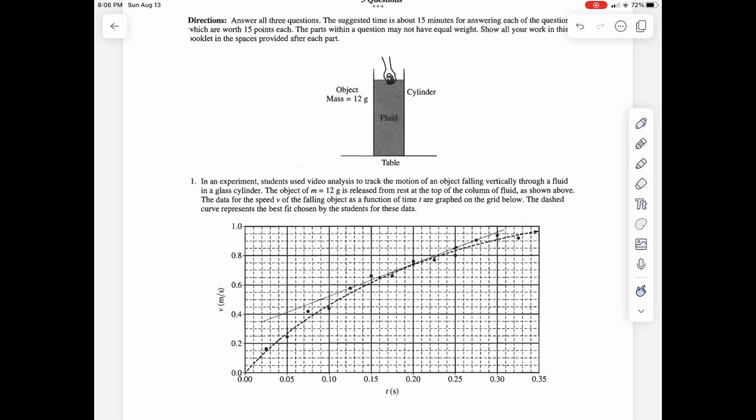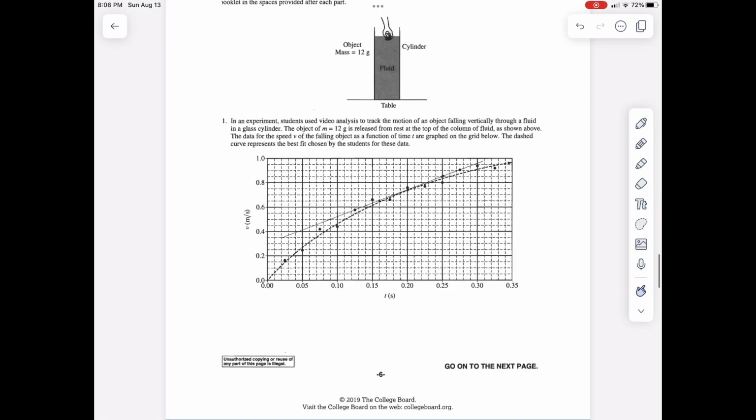The information given to us is that in an experiment, students used video analysis to track the motion of an object falling vertically through a fluid in a glass cylinder. The object of m equals 12 grams is released from rest at the top of the column of fluid as shown above. The data for the speed v of the falling object as a function of time t are graphed on the grid below. The dashed curve represents the best fit chosen by the students for these data. So we're given a graph and a picture of what's happening. Let's get started with our questions.